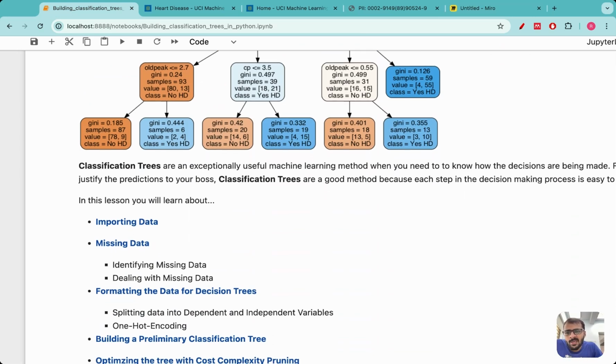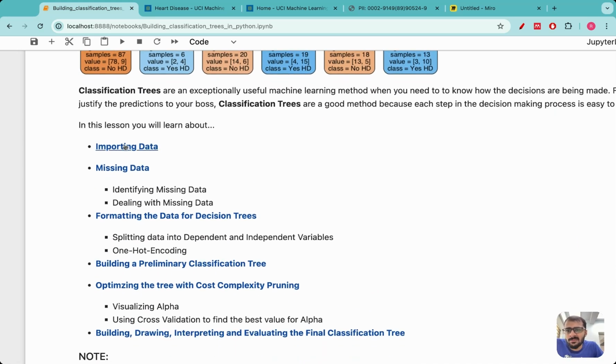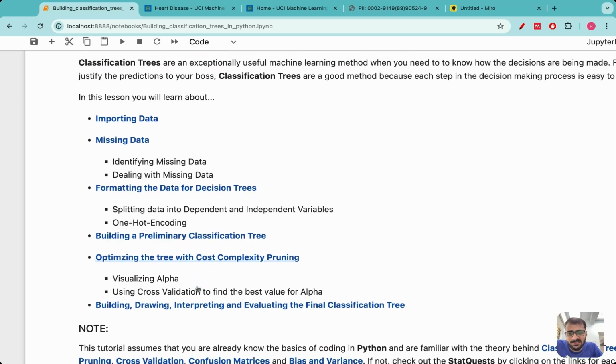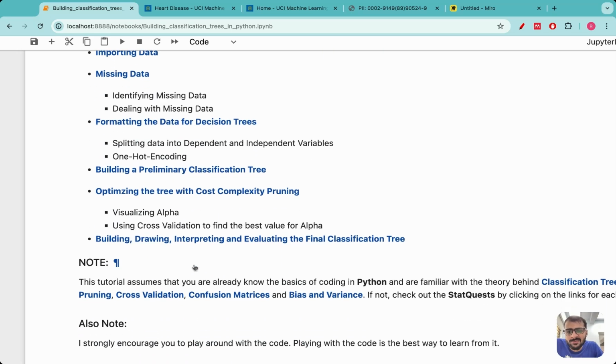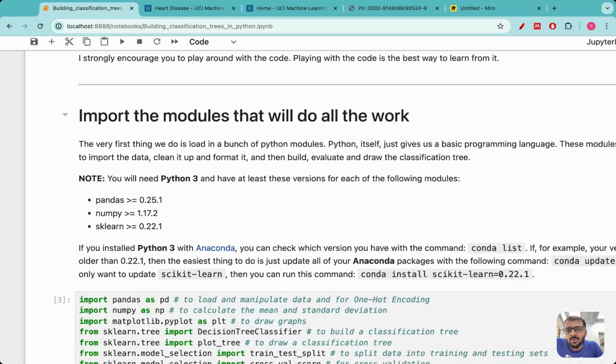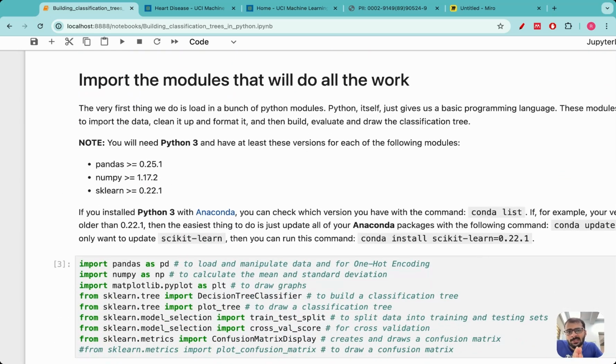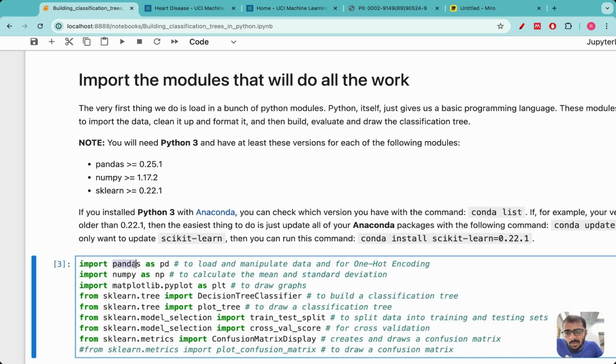Before we move further, there are a number of things which have been written here, such as importing data, missing data, formatting the data, building a preliminary tree, optimizing the tree. We'll be following all these steps in a sequential manner. So let's first start out with importing the packages. Before we even start running or seeing the data set in Python, we definitely need to import certain packages. And there are four go-to packages for decision tree code. Those are, of course, pandas, numpy, matplotlib, and scikit-learn.